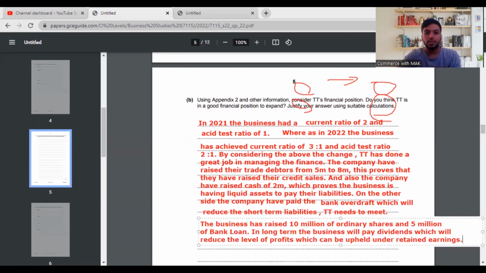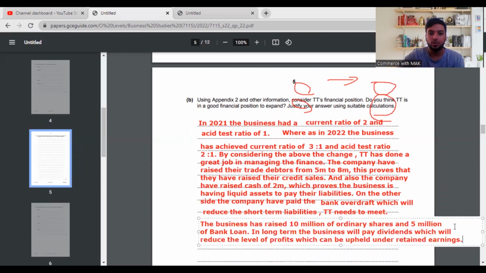Okay, now what I'm trying to say is the business has raised 10 million of ordinary shares and 5 million of bank loan. In the long term, we say they need to pay the dividends for the owners. What is a dividend? The owners' payment for the investment they have made. So when you pay the dividends, you are actually losing your retained earnings. So what is retained earnings? The money you can save for the business expansion. Now when you pay all your profits to the shareholders, you're actually losing money. So that is leaking the company's stake.